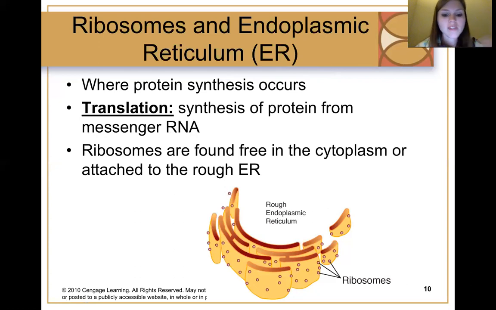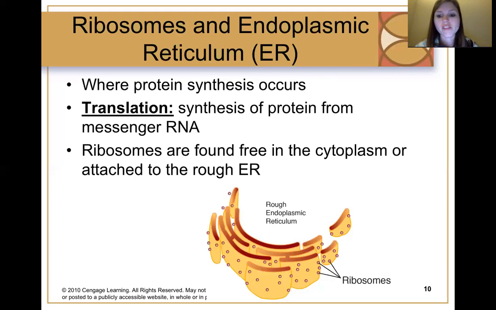So remember we said in the nucleus, that's where the RNA is being produced from the DNA. So you're going from DNA to RNA with transcription. And then in the ER is where that RNA is then used to synthesize protein. So that's translation. Transcription is in the nucleus, and then that RNA goes out into the endoplasmic reticulum where it is converted into protein by translation.